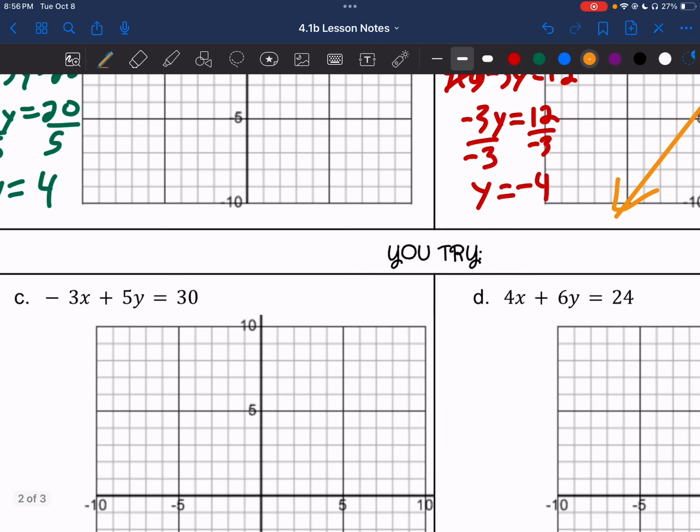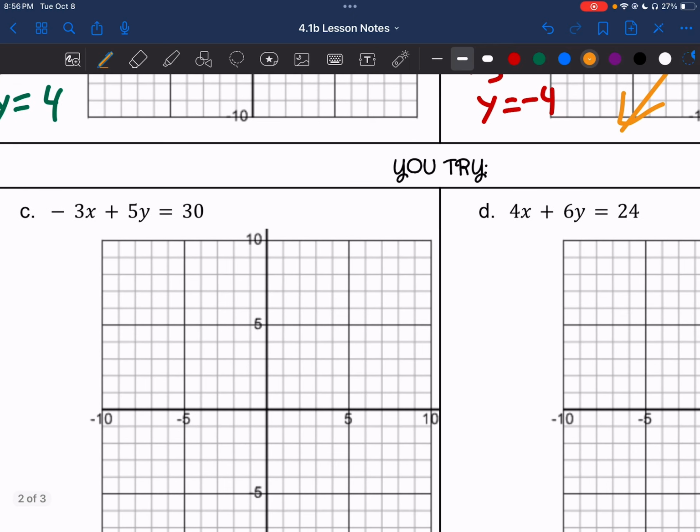All right, there are now 2 You-Try problems for you to go through. Letter C is negative 3x plus 5y equals 30. Letter D is 4x plus 6y is equal to 24. I want you to do those on your own and then check your work against mine.